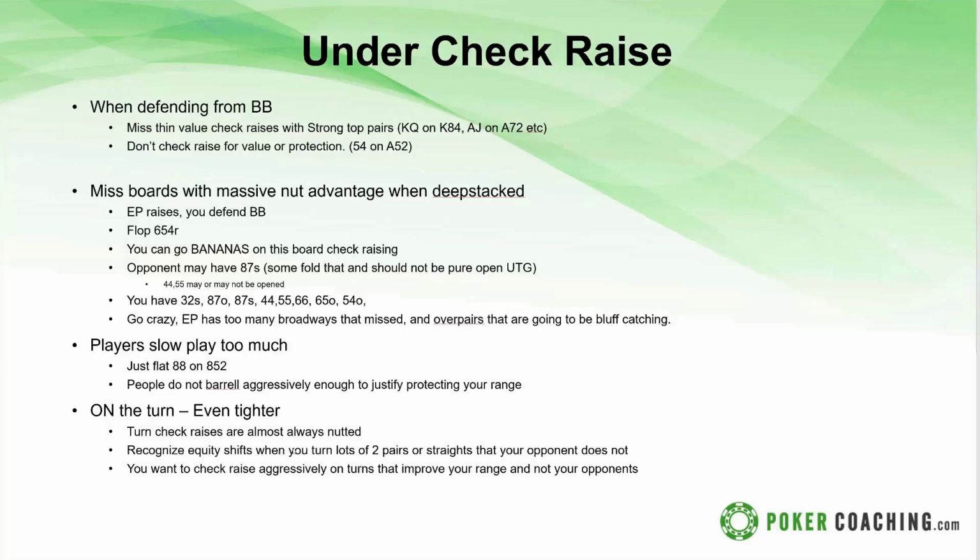Recognize equity shifts when you turn lots of two pairs or straights that your opponent doesn't. We talked about this last time when we analyzed early position versus big blind play and equity shifts after it goes bet, check, call. Realize when you turn a lot of two pairs and straights and your opponent does not, you can start check raising the turn aggressively on turns that improve your range and not your opponent's. And you should generate a decent amount of fold equity because people don't see many turn check raises. Whenever I see them, I just assume a lot of the time that they have it, because people don't check raise the turn. They just check call.